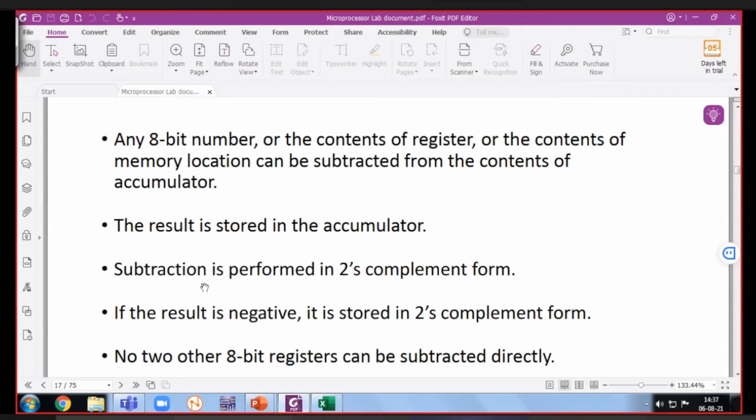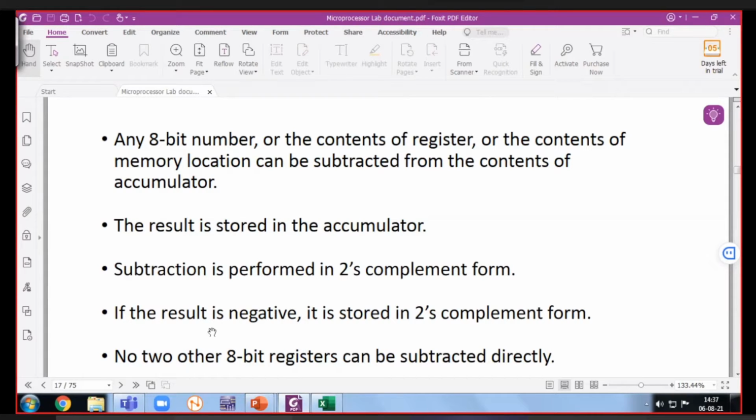Okay, now subtraction is performed in 2's complement form. So if result is negative, it is in 2's complement form, because there is no indicating minus sign. This you have studied in your digital part, how to find the 2's complement, or the subtraction using 2's complement method.